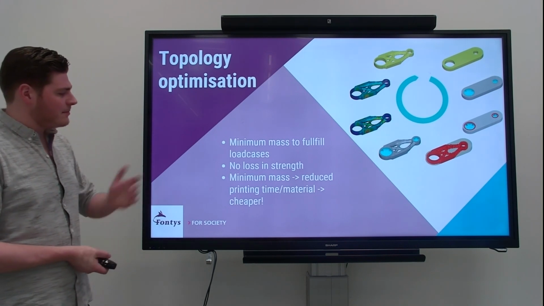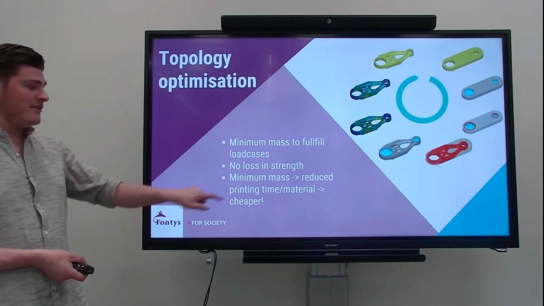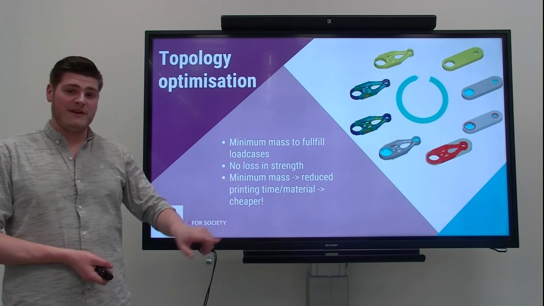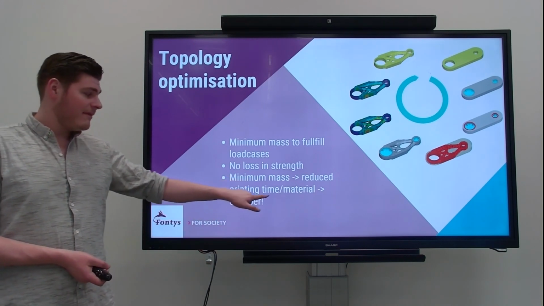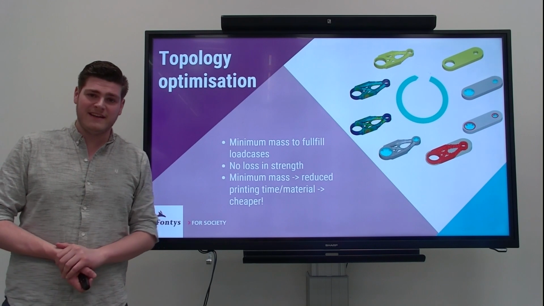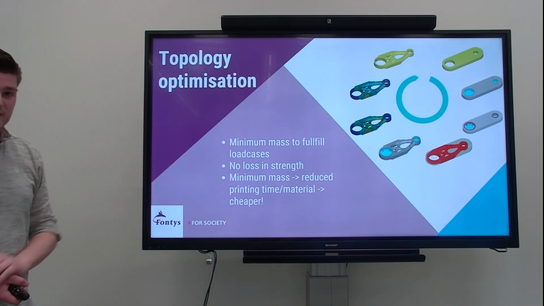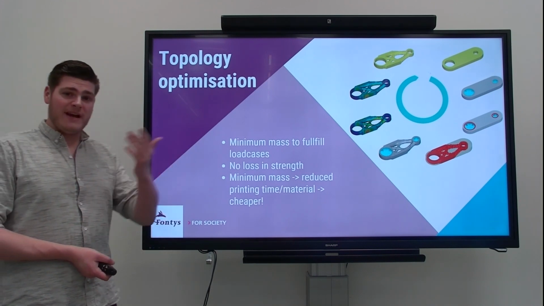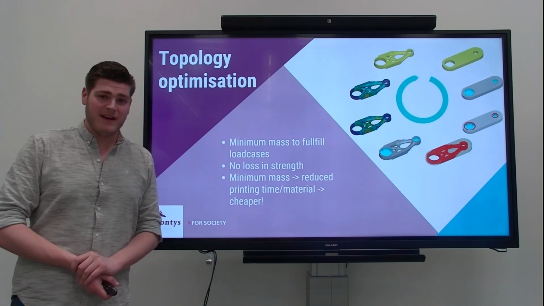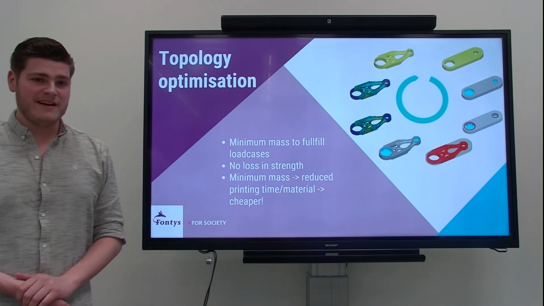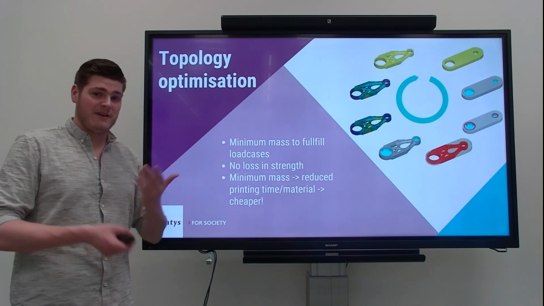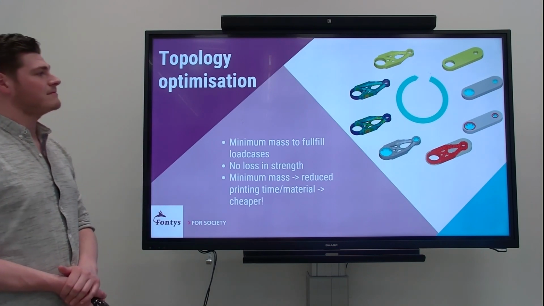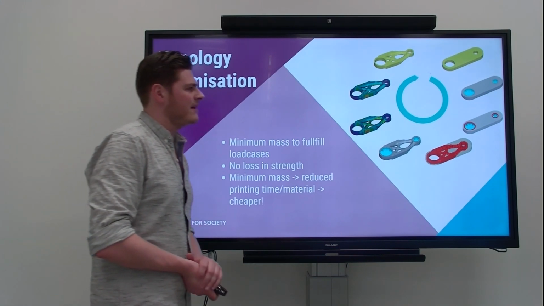So the nice thing is with topology optimization, it will reduce the mass. This will reduce the printing time, also the material used, and this will result in a cheaper product. And also in use, let's say for example in a car, the weight will be lighter and it will also cost less when you are driving that car.